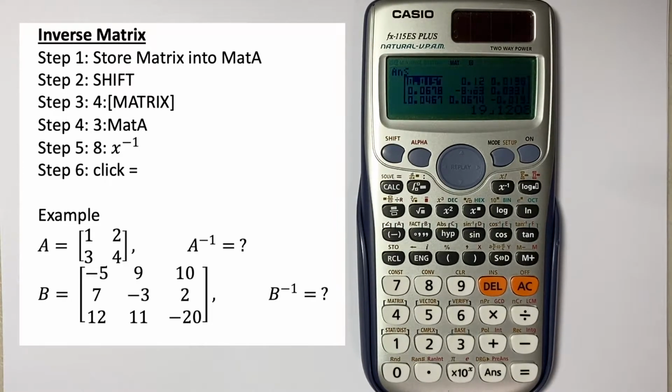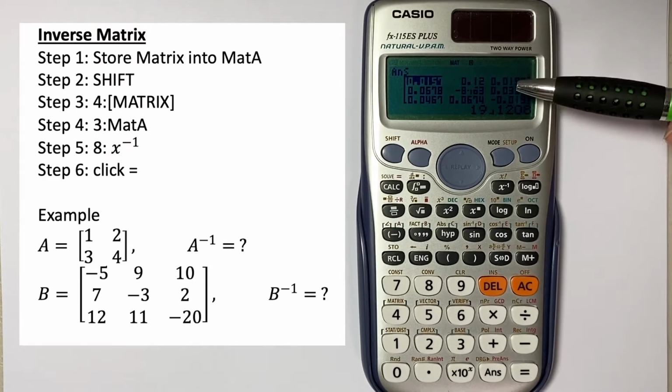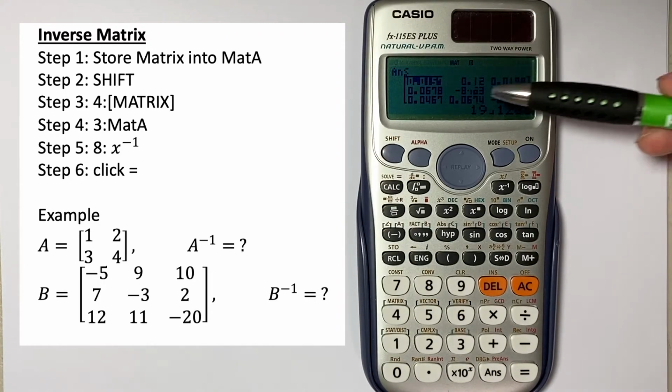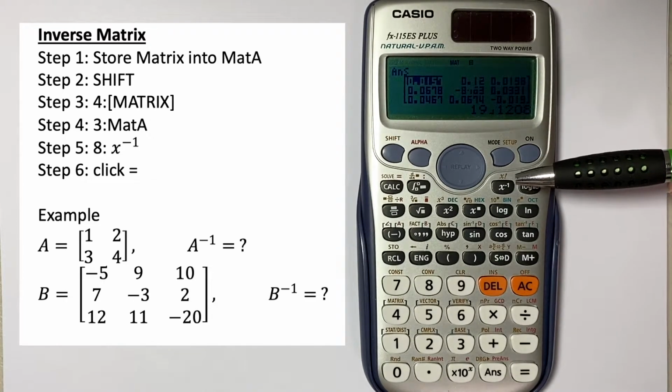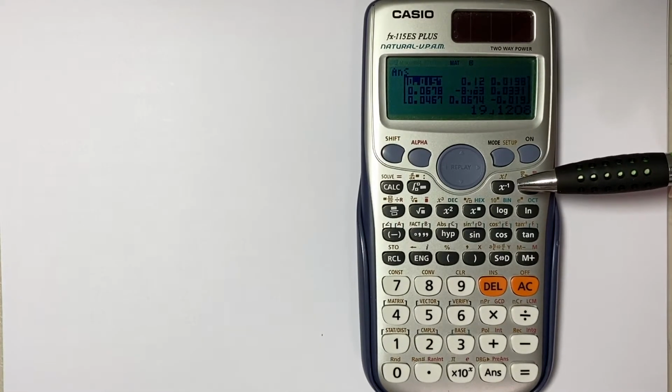Enter, equal. And here you go. It gives you the matrix for B. And as you can see, it gets more complicated because you have some decimal numbers. But using the calculator can make things much easier.